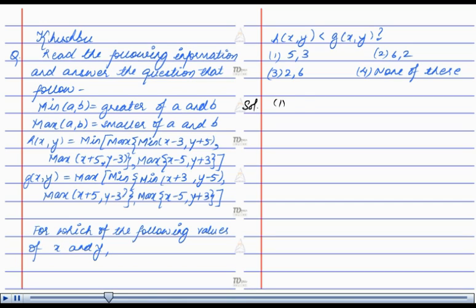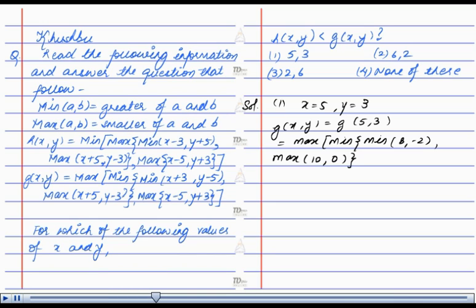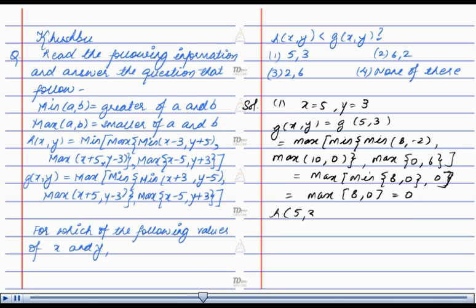Taking the first set of values, that is x as 5 and y as 3, we get g of 5, 3, which is maximum of minimum of (8, minus 2), maximum of (10, 0), maximum of (0, 6), that is maximum of minimum of (8, 0, 0), that will be maximum of 8, 0, that is 0. Next we calculate h of 5, 3.